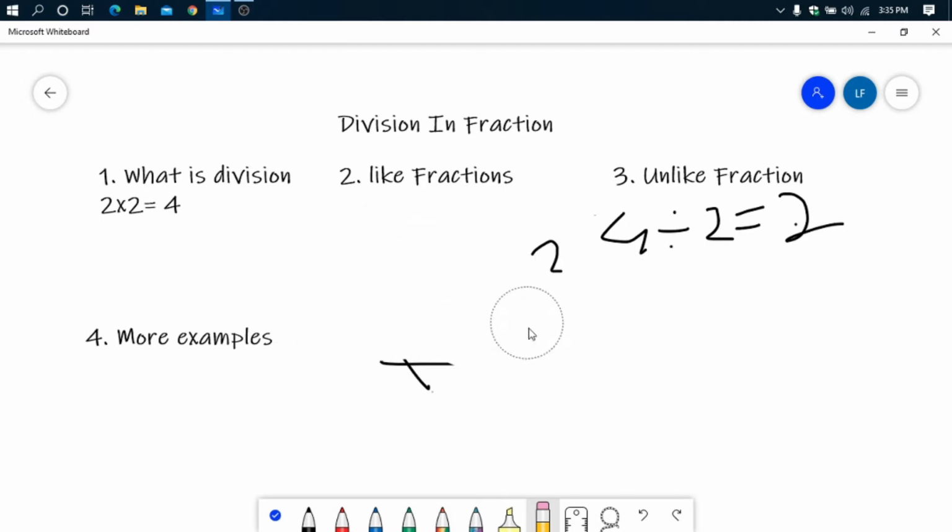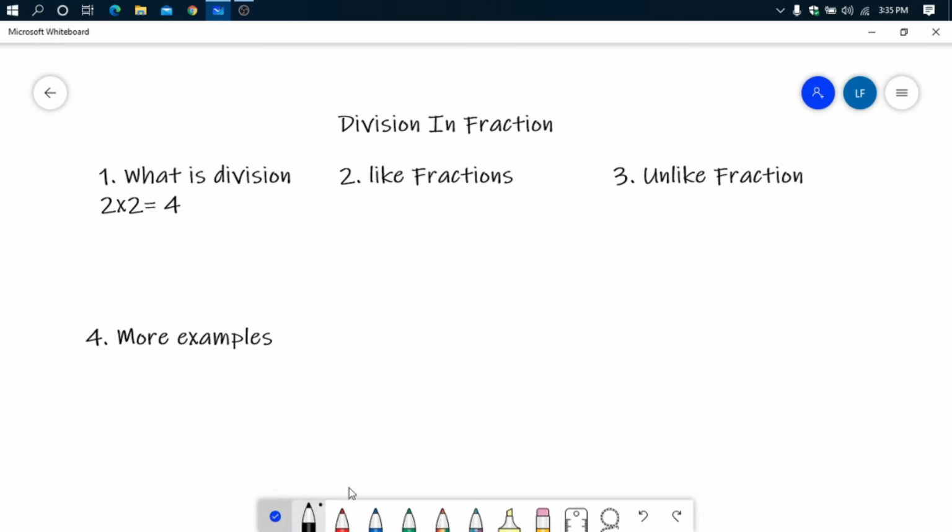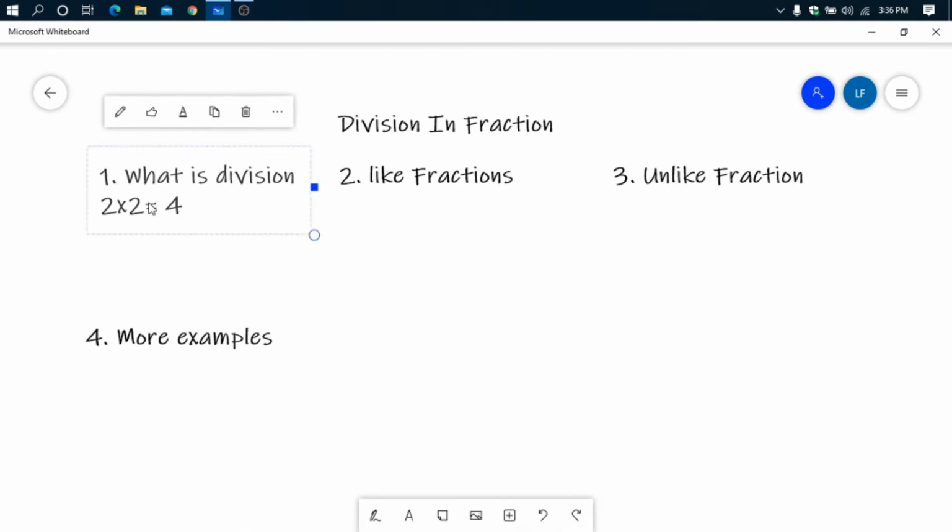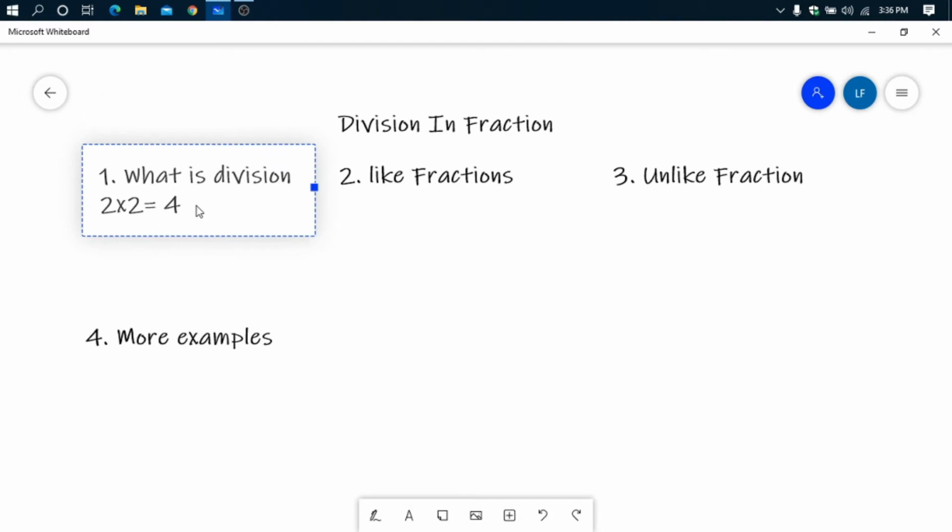So now let me just erase it. Okay, let's take more examples. Let's say 6 divided by 3. What will that equal? That will equal 2, because 3 times 2 equals 6, and 3 times 1 equals 3. So the answer will become 2.